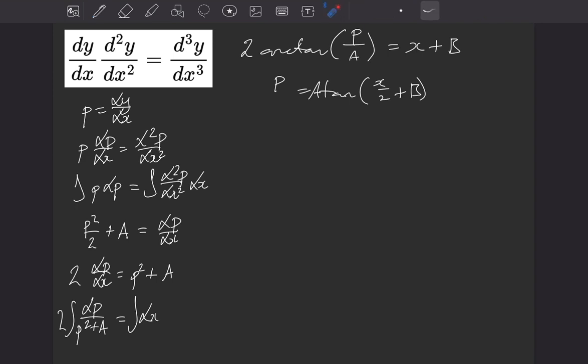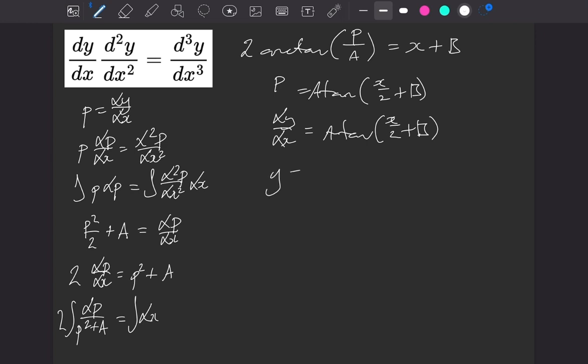And now we can go back and use our substitution. So we know p was dy/dx. So what we have is that dy/dx is equal to the right hand side, a tan of x on 2 plus b. And now we'll integrate both sides with respect to x.